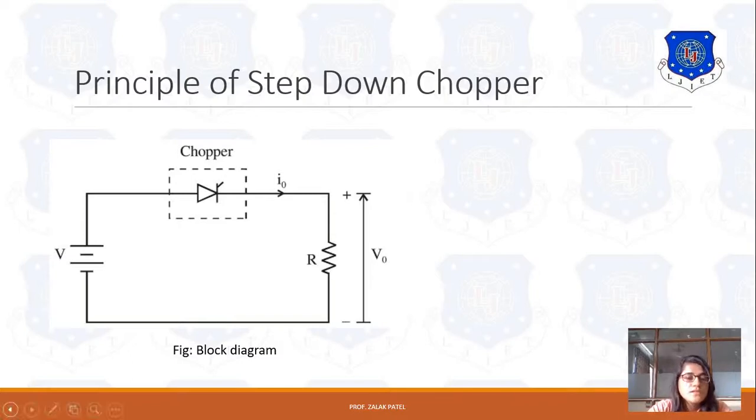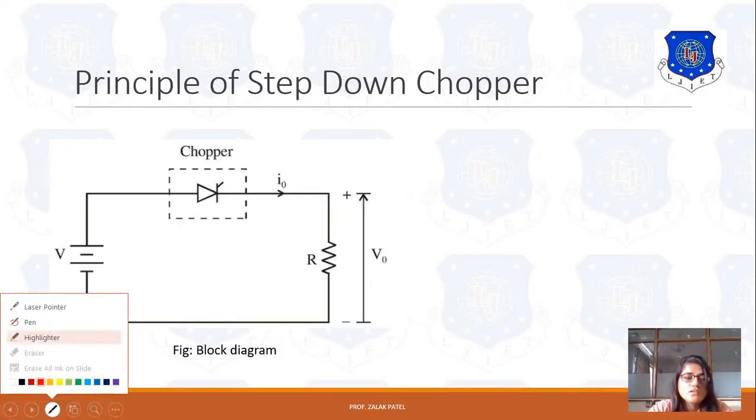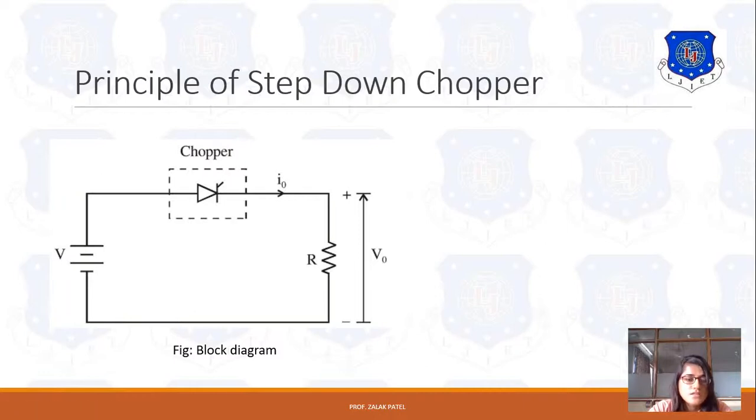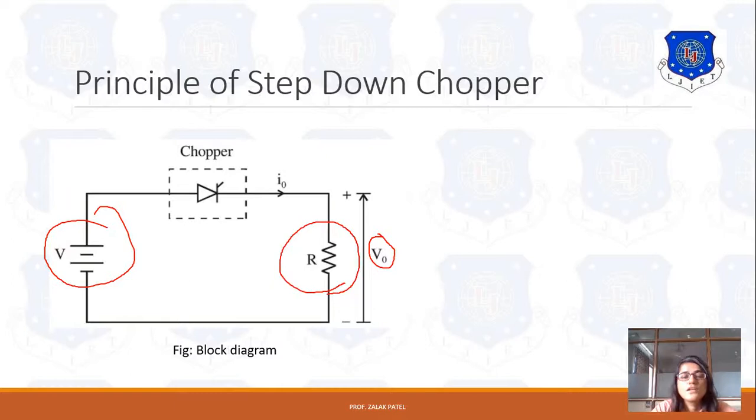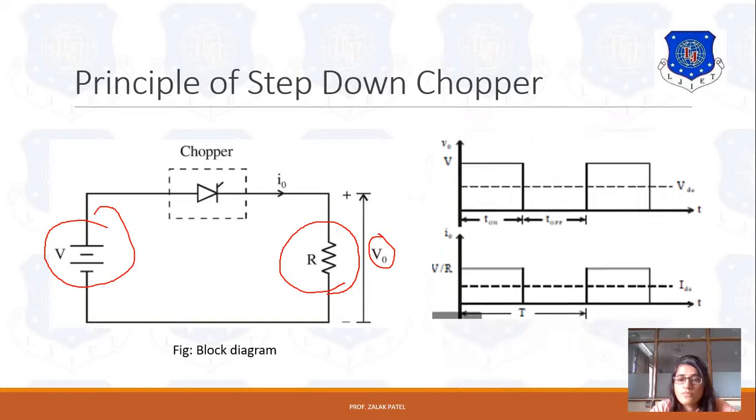So here you can see that the original supply voltage is DC voltage and it is converted into variable DC connected across the load. And here please note that the load is purely resistive load, that's why only a resistor is connected. Chopper is connected and through it the I0 current is passing. Because of this type of arrangement, the waveform can be like this.